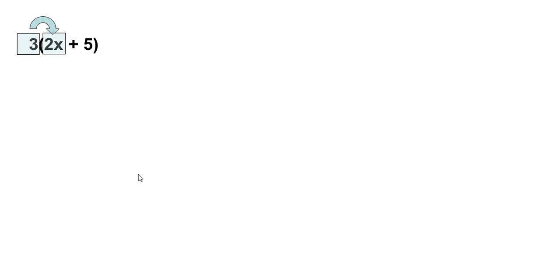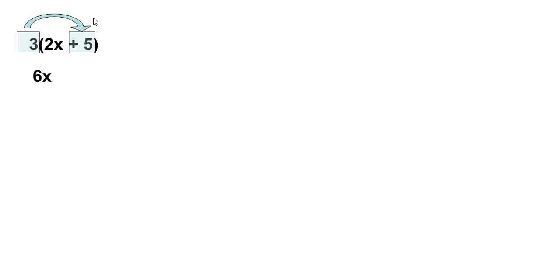The first thing I multiply is 3 times 2x. When I multiply the 3 with this term that has an x, I'm basically just multiplying this 3 with the coefficient in front, the number in front of x. So 3 times 2 is 6, and I keep the x. So this gives me 6x. Then I have to multiply the 3 times the 5.